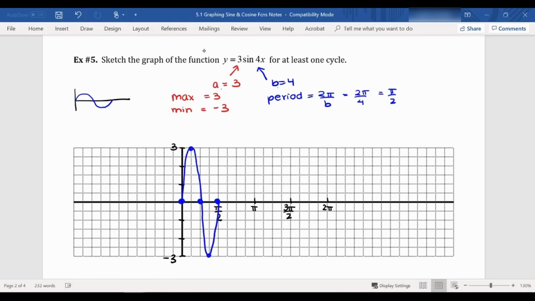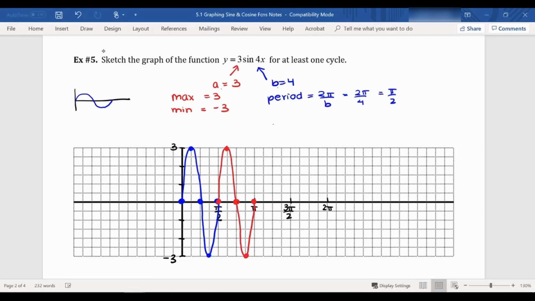And if you spread yours out more on the x-axis, like if you had 8 boxes be pi over 2, yours will look more stretched out side to side. The key is you start and end at the right spots. If I wanted to draw in another cycle, which I do not have to do, it said at least one, but if I wanted to draw another one, I'd end another pi over 2 to the right, which is at pi. I would cross halfway, maximum halfway, minimum halfway, and draw.